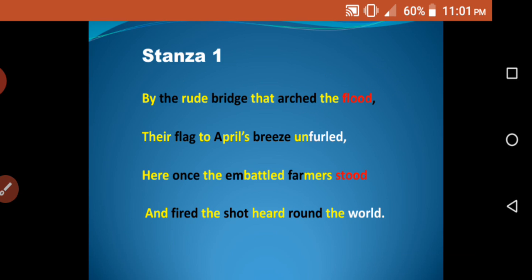First of all, I am going to read it. By the rude bridge that arched the flood, their flag to April's breeze unfurled, here once the embattled farmers stood, and fired the shot heard round the world.